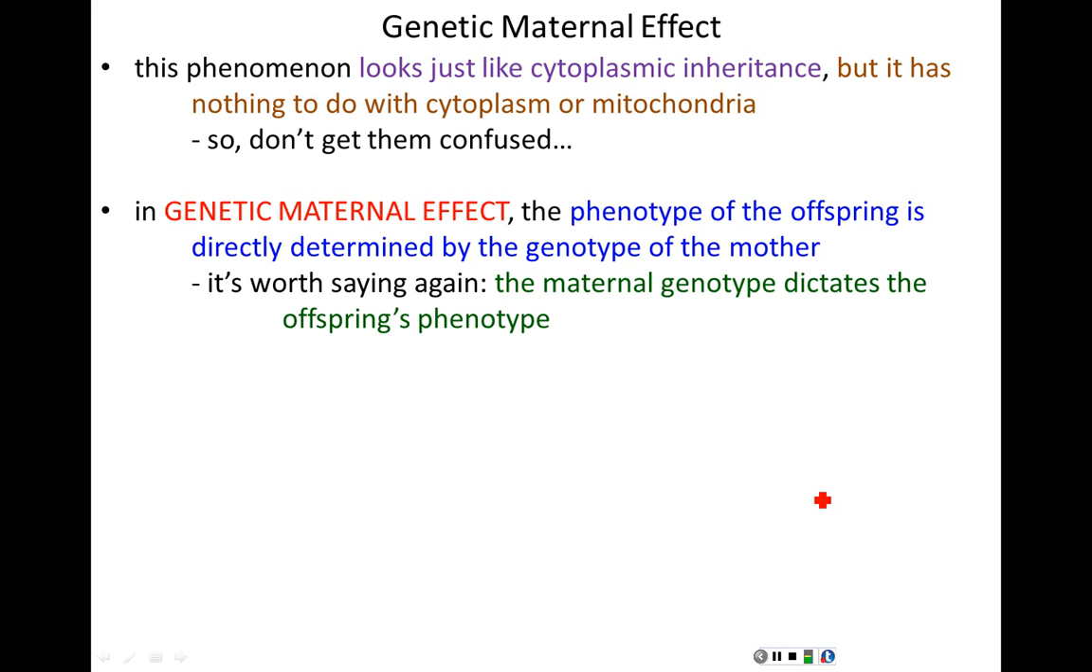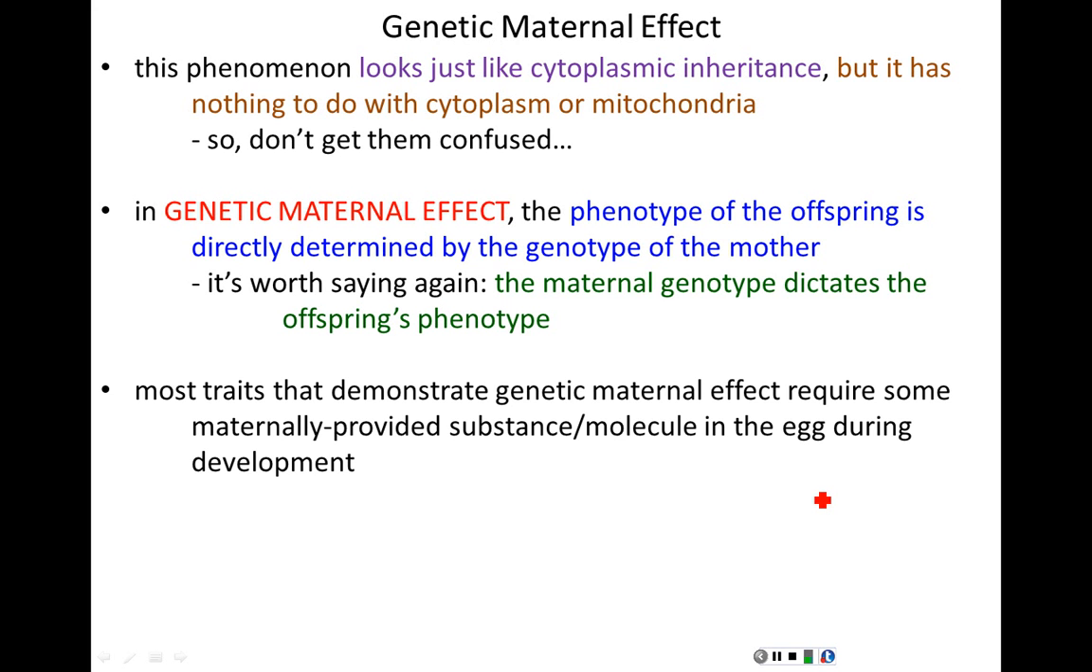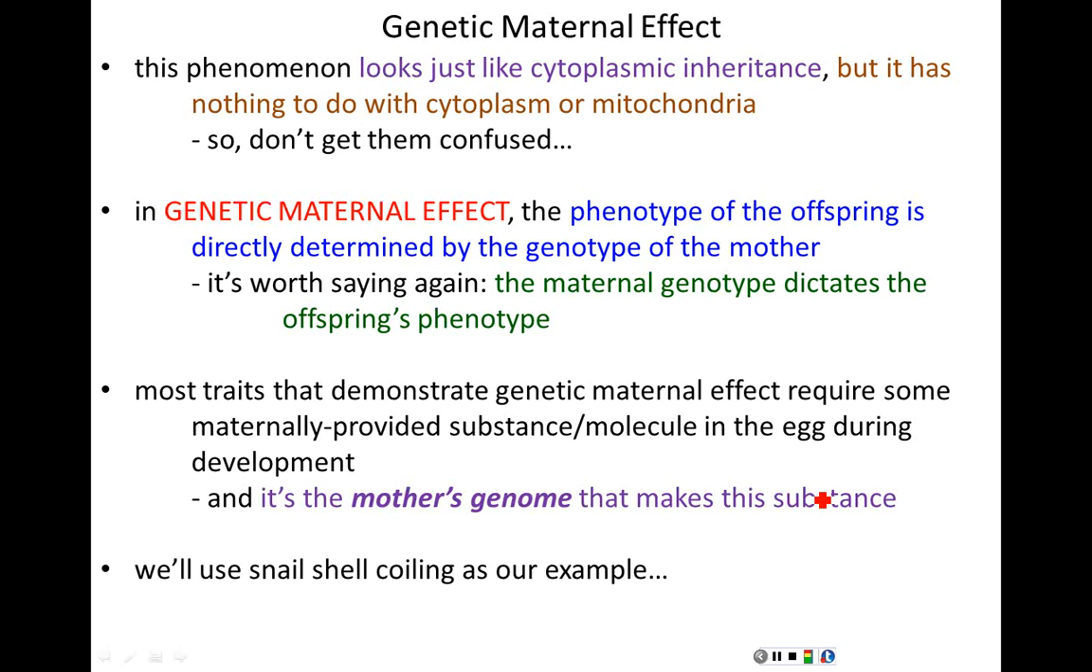It's worth saying that again. For genetic maternal effect, the maternal genotype dictates the offspring's phenotype. It's almost like there's a single generation lag in the manifestation of the phenotype. Most traits that demonstrate genetic maternal effect require some maternally provided substance or molecule or protein that's present in the egg during the early development of the organism. And so it's the mother's genome that makes this substance. So it's the mother's genome that influences that trait in the offspring. It gets a little abstract.